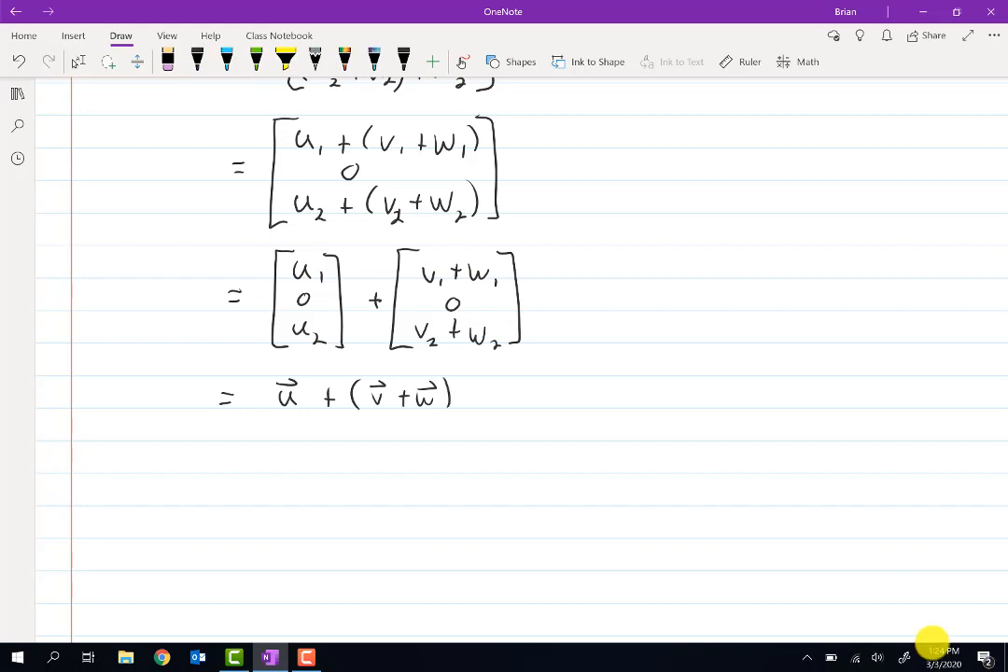For number 4, we already talked about this. The 0 vector equals 0, 0, 0. And of course, since there's a 0 on the second spot, this vector is in H.